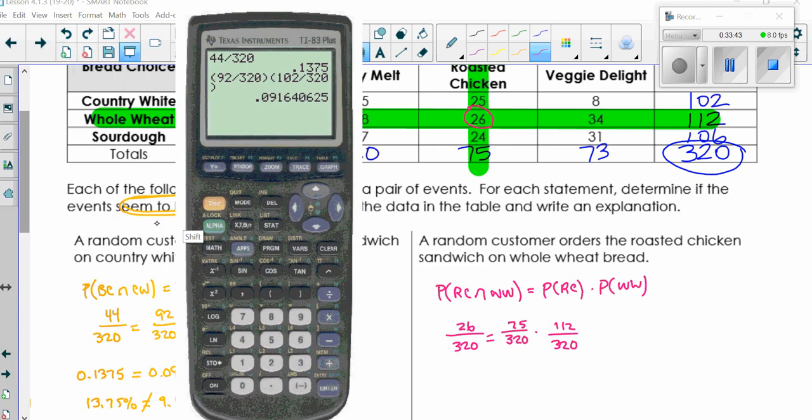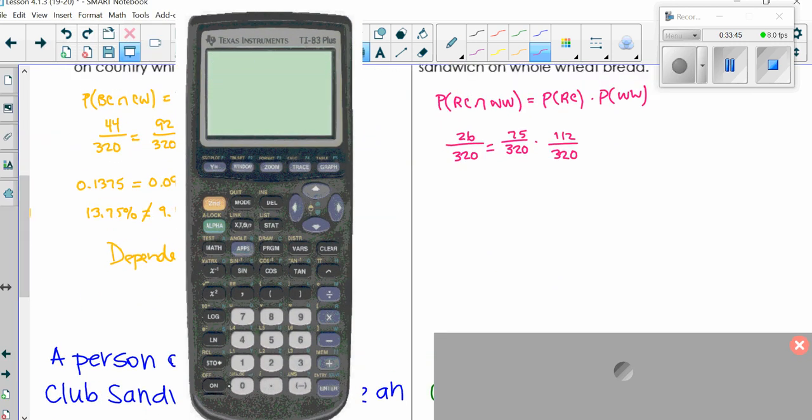All right, so let's take our calculator. Now we're going to figure out these percentages. Okay, so 26 divided by 320, and then 75 out of 320 times 112 divided by 320. All right. So the 26 out of 320, again, 4 decimal places here. So it's going to be 0.0813. 0.0813 equals 0.0820.